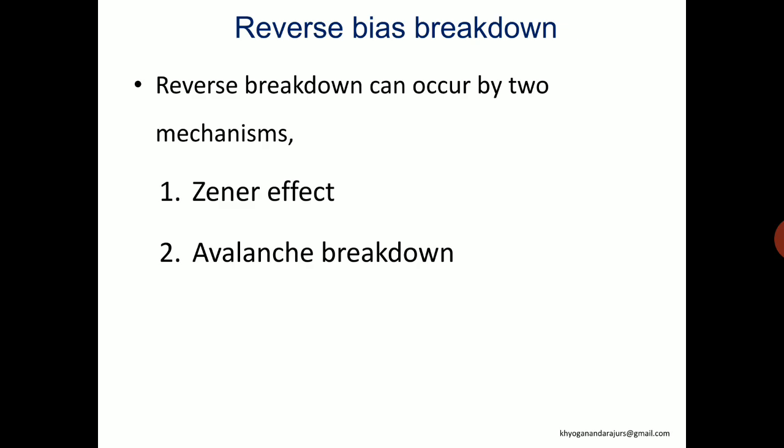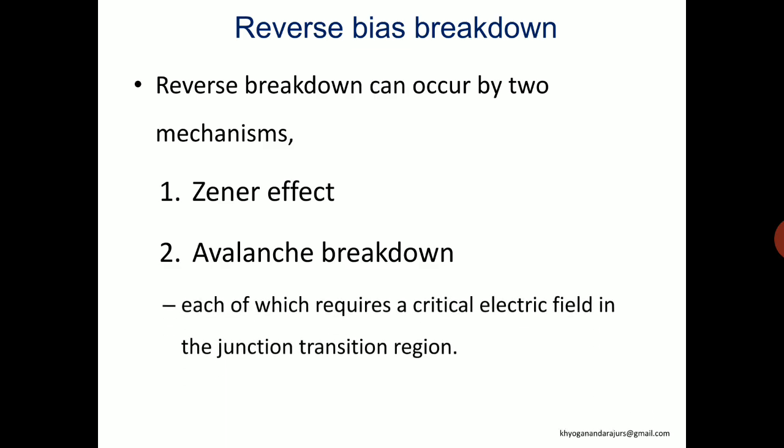Okay, this Zener effect comes into the picture when the PN junction is heavily doped, and the avalanche breakdown comes into effect when the PN junction is lightly doped. But these two effects occur at a different breakdown voltage. We'll see in what order. Each of these effects requires a critical electric field in the junction, in the junction transition region.